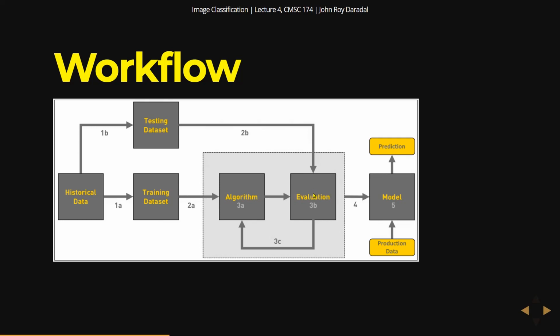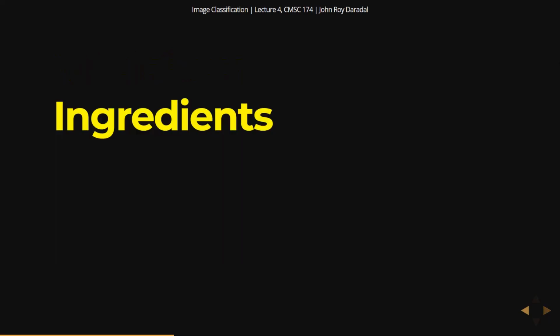And then once it has found that, hey, this is already a good enough classifier, then you'll produce the final model. And this final model is what you'll use to classify real world data. Okay, so you'll use the model to actually have your predictions. Okay, so that is the general workflow for supervised learning.